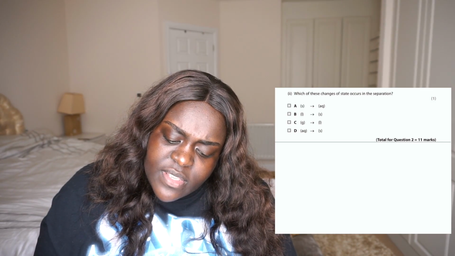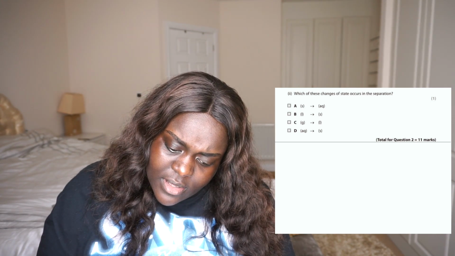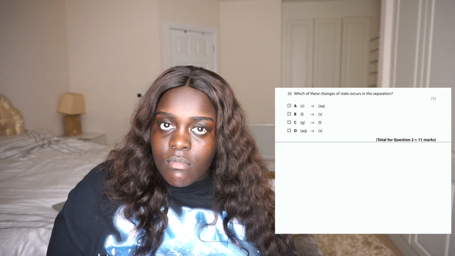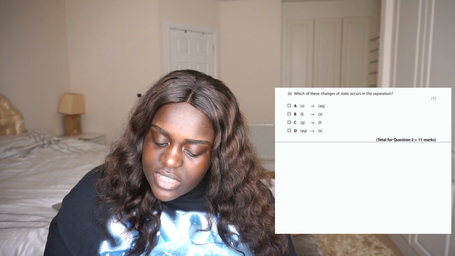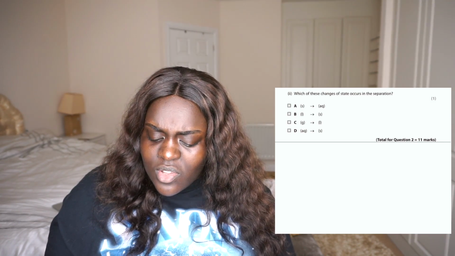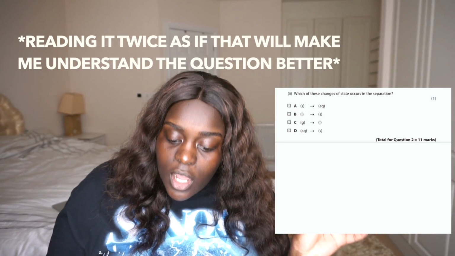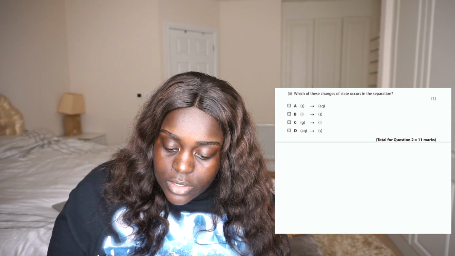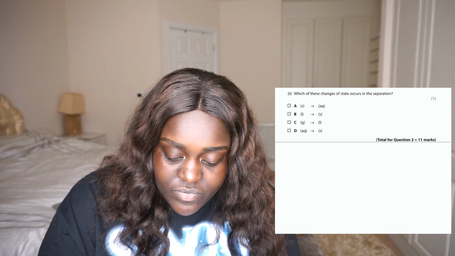Which of these changes of state occurs in separation? If I'm going to separate something, like, okay, solid, liquid to solid, gas to liquid, aqueous to what? Which of these changes of state occurs in separation? I'm going to say D. Don't ask me why.